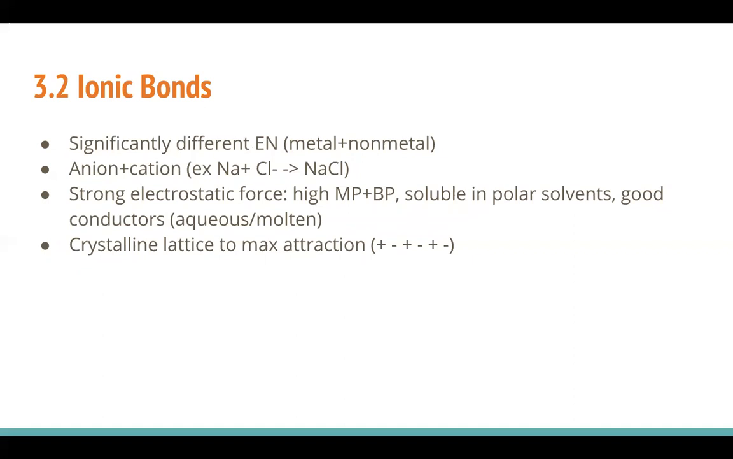And they're good conductors because the electrons are actually free to move in ionic bonds. And because they're very, very movable, that's why they're good conductors of electricity and heat. And ionic bonds are in a crystalline lattice to maximize attraction between the positive and negative charges. And so just imagine plus, minus, plus, minus, plus, minus, and then imagine it as a 3D cube, for example, or whatever shape this bond will be in.